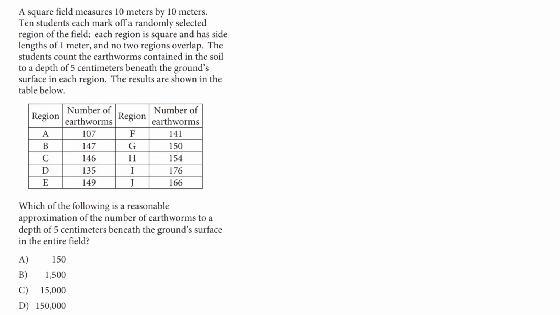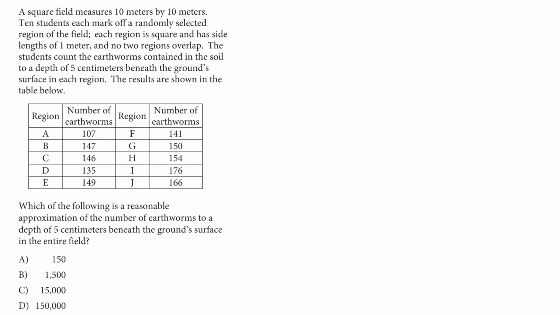Here we have a little bit of a longer problem, so we want to make sure that we're saving time on some of these easier problems that we're able to solve quickly, so that we can spend some more time on this problem, reading through it and understanding it completely. A square field measures 10 meters by 10 meters. 10 students each mark off a randomly selected region of the field. Each region is square and has side lengths of 1 meter and no two regions overlap. The students count the earthworms contained in the soil to a depth of 5 centimeters beneath the ground surface in each region. The results are shown in the table below.